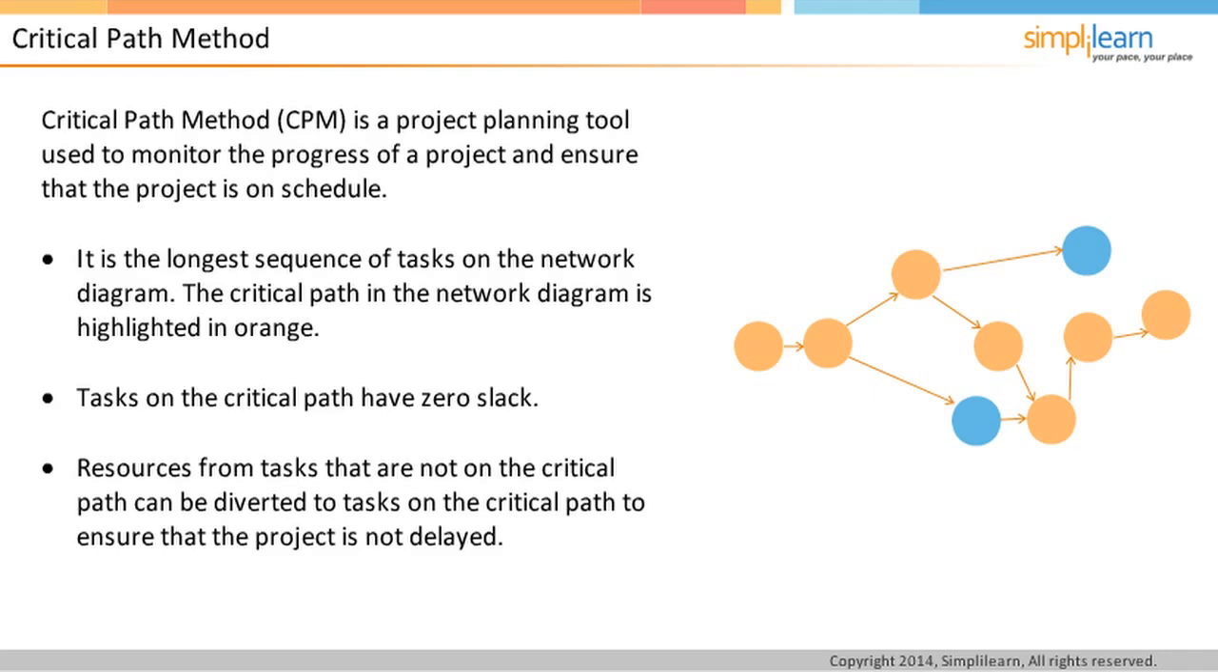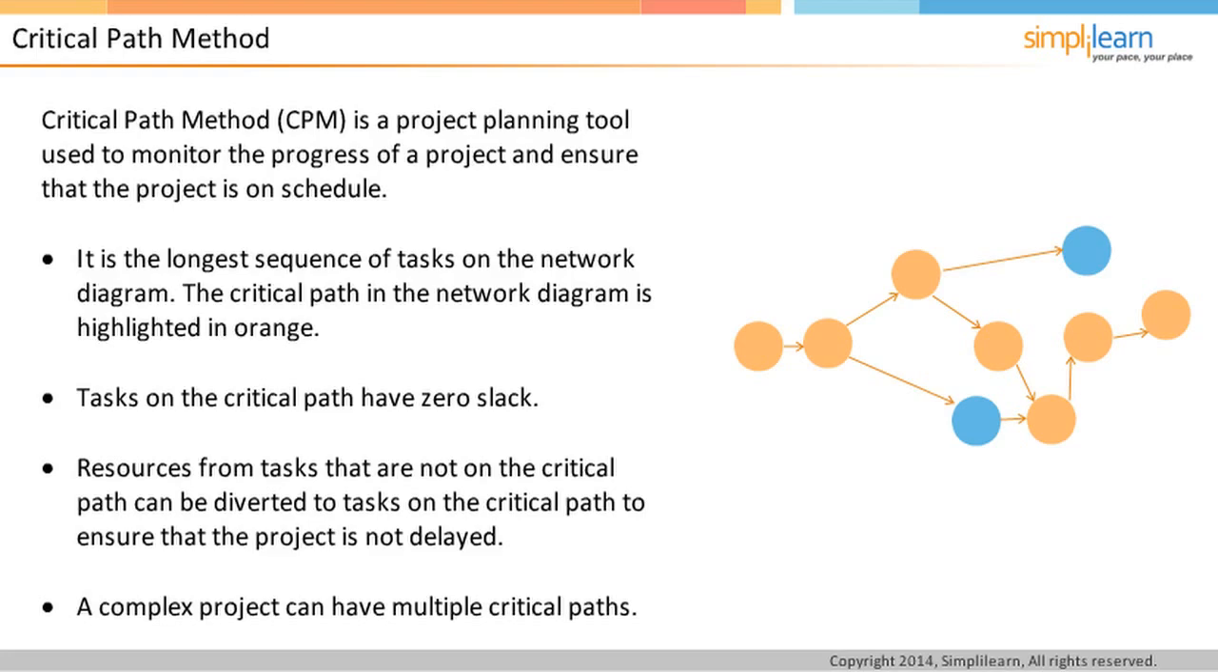During the execution of the project, the critical path can easily shift because of multiple factors and hence needs to be constantly monitored by the project manager. A complex project can also have multiple critical paths. In the next screen, we will discuss project evaluation and review technique.